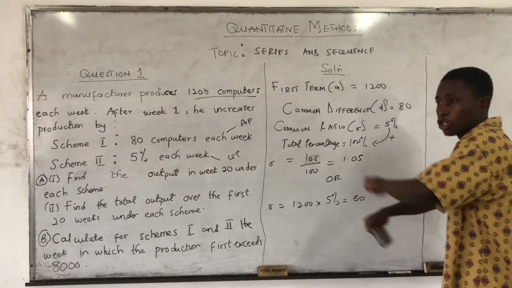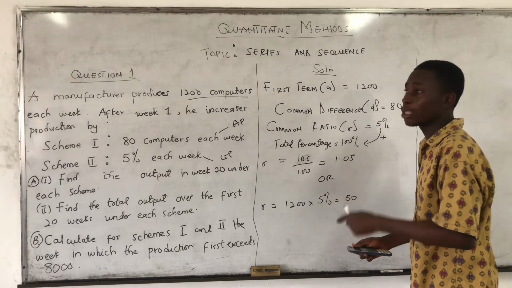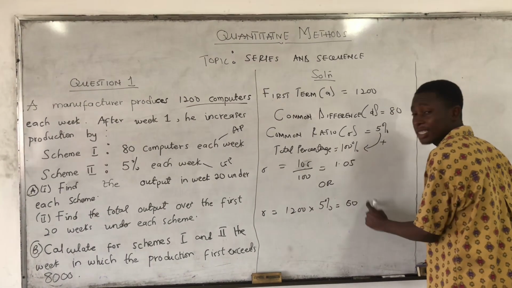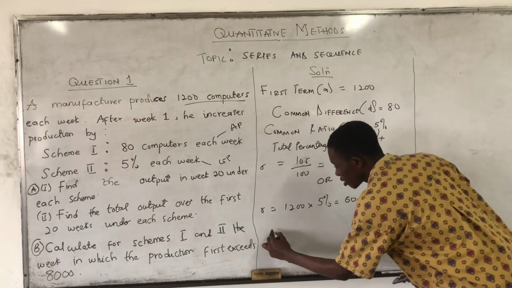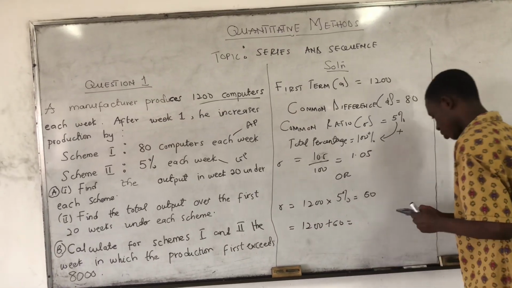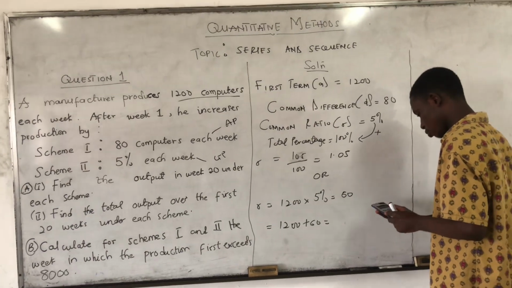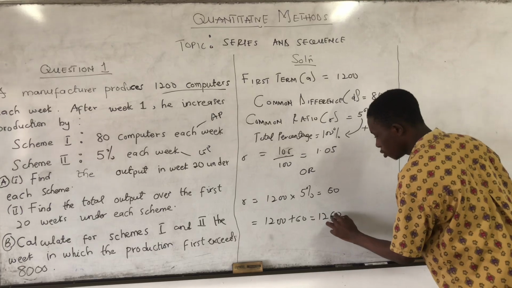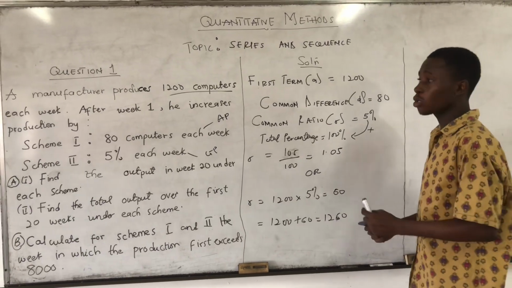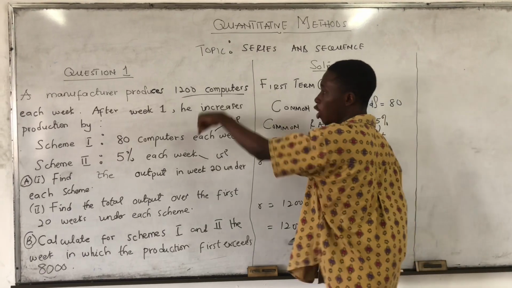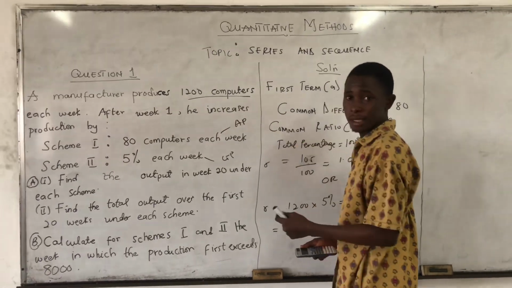Now I want to find the actual total number that was given to the manufacturer. So what I do is I'll add the 60 back to the 1,200. So 1,200 plus 60. What am I getting? I'm getting 1,260. Now I want the given ratio that the manufacturer is going to use to produce. The 1,200 was computers.